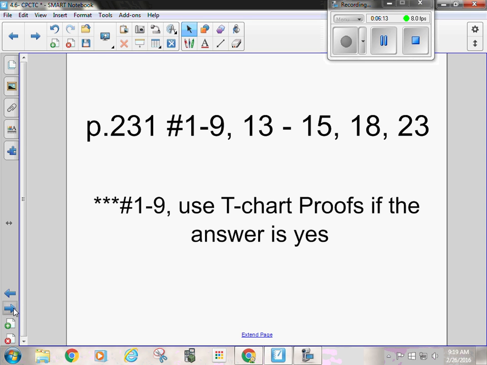13 through 15 just asks you to find your congruent triangles and finish the congruent statement. So 1 through 9, T-charts. Not all of them are going to use it because some of them we can't prove.